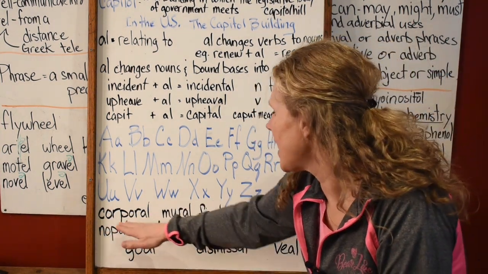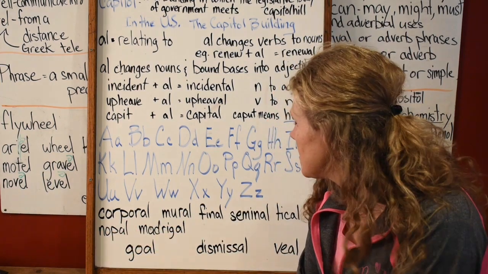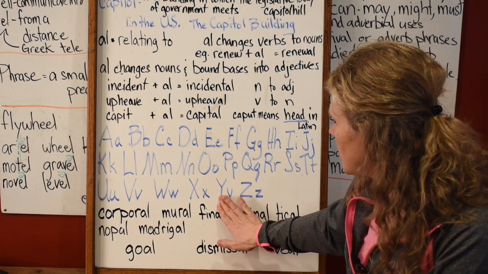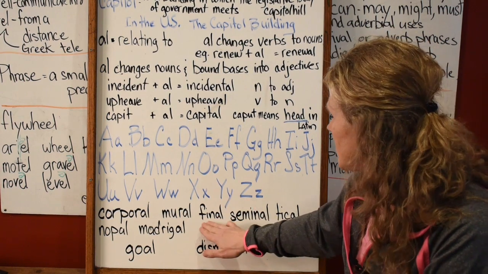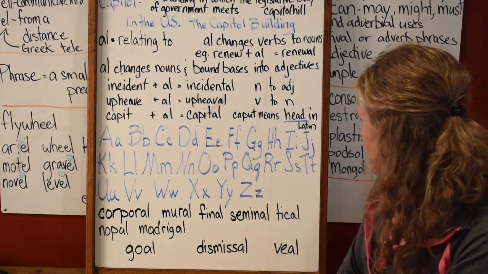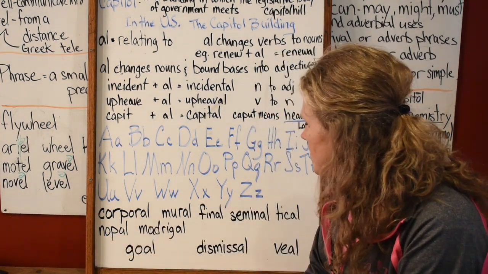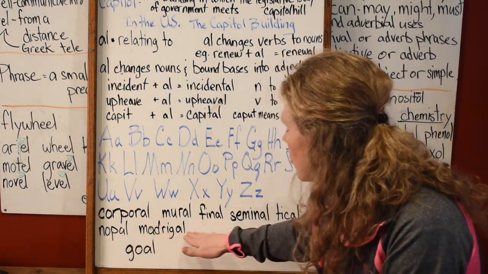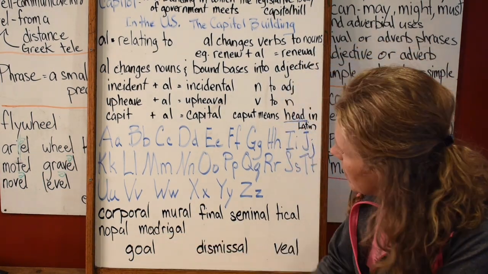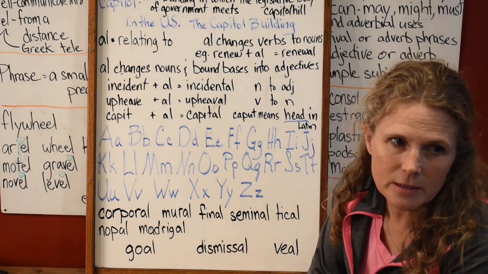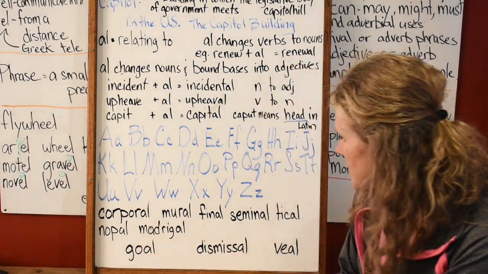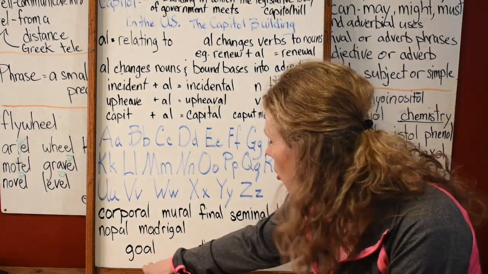corporal, you have to have the AL on here to make the word complete. Mural, final. So if you take that off, it wouldn't say fin. So this isn't a suffix right here. Seminole, ticle, nopal, madrigal, and this is actually a name also with another meaning. But is this an AL right here, you guys? A closed syllable, vowel L? No, it's a vowel team. It is a vowel team. So it says O, goal.